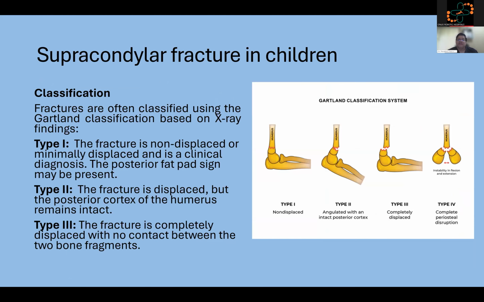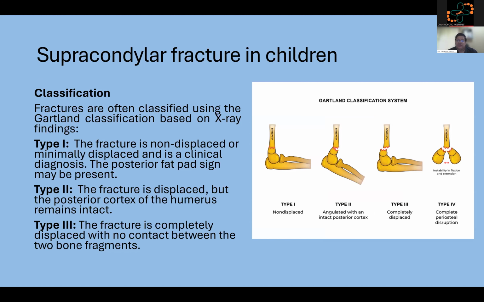So what is the classification? There are four types of supracondylar fractures: type 1, type 2, type 3, type 4 deformities. Type 1 is non-displaced. Type 2 is slightly angulated, which can be corrected. These two fall under conservative treatment.